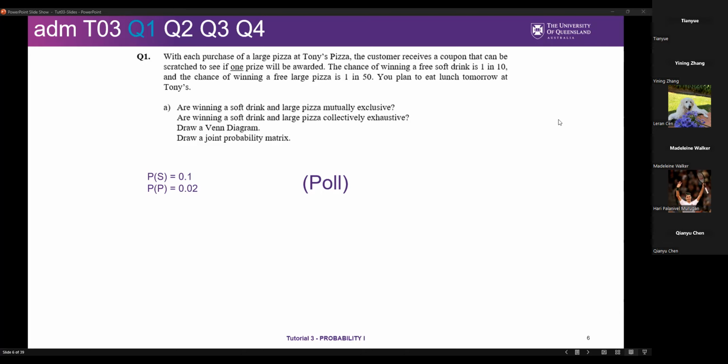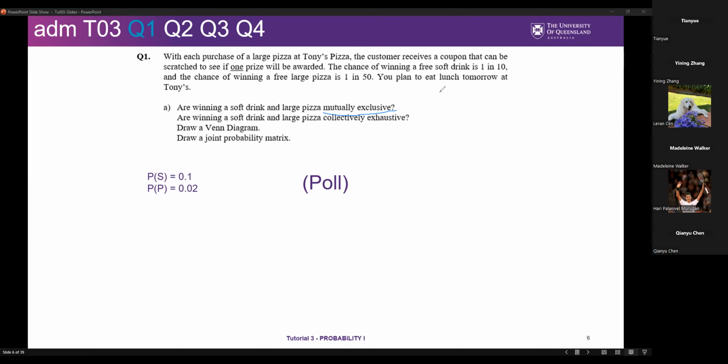If you want to annotate and draw on the screen, feel free. But first, we're talking about mutually exclusive. What does that mean? Let me see how many answers we have. I'll start explaining a little bit. 22 answers, very good. So mutually exclusive means, as you know, exclusive means it's either one or the other. It can't be both at the same time.